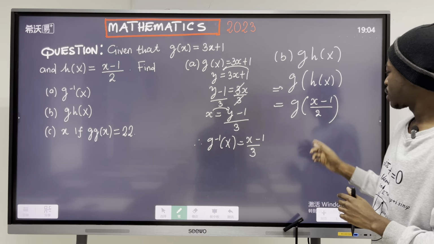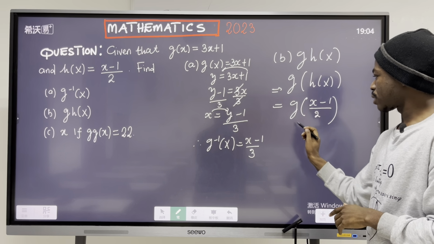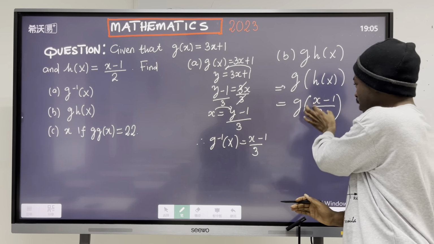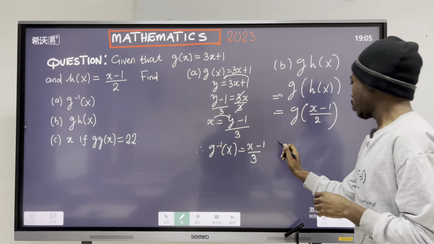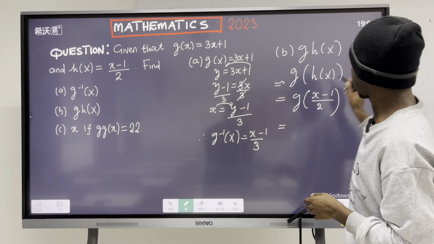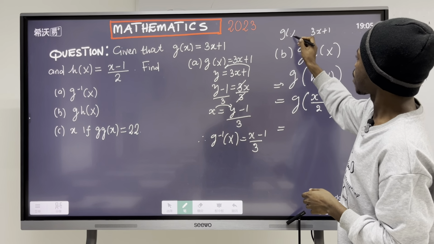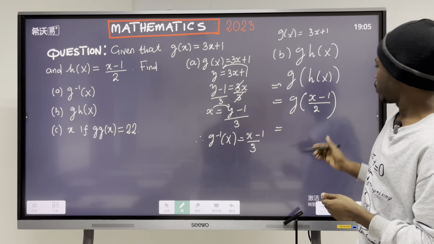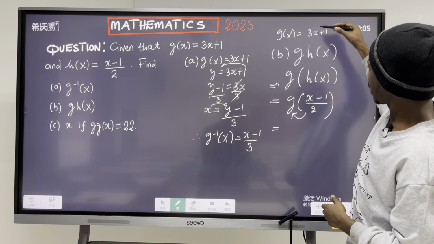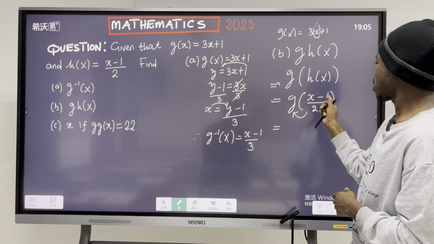What do we do when we find something inside written like this? What is inside should go and replace x in this function g. So what's replacing x here is not a number, it's the entire function x minus 1 over 2. Remember our g of x is 3x plus 1. Now we are finding g of x minus 1 over 2, meaning this entire thing should replace x. So where there's x here, we should remove x and put x minus 1 over 2.